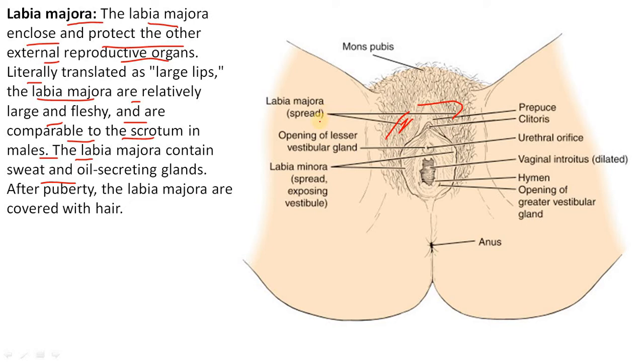So, the function is that it protects and encloses the other outside reproductive organs. Okay, it is an external organ. The labia majora can be tagged as outside and fleshy and is analogous to the male scrotum. It contains sweat as well as oil secreting glands, as I said. And the labia majora gets covered with hair right after you hit puberty.